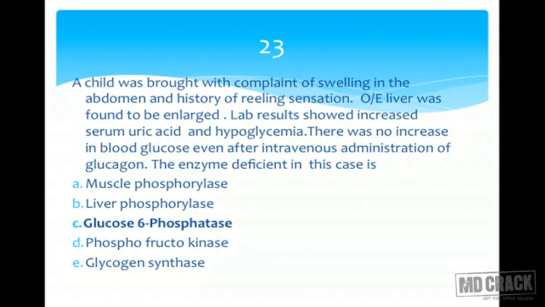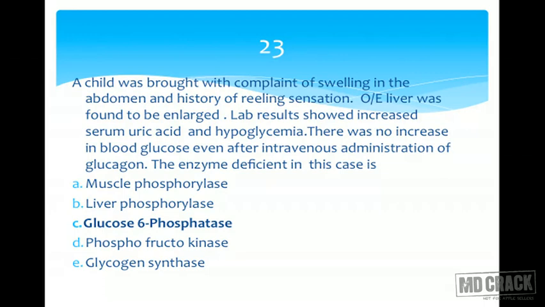The answer is glucose 6-phosphatase. It is von Gierke's disease. Now why do you think it is von Gierke's? One, there is swelling in the abdomen, and this may be because of hepatomegaly. Hepatomegaly is seen in all the glycogen storage disorders. Now von Gierke's is also very special in the sense it increases uric acid compared to other glycogen storage disorders.